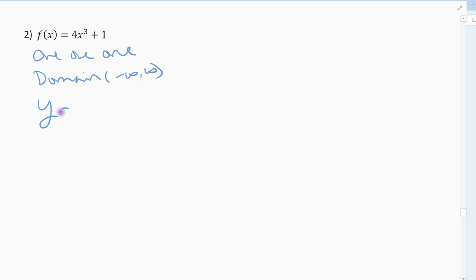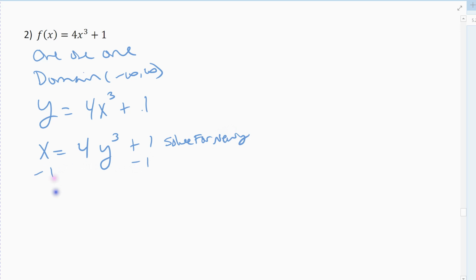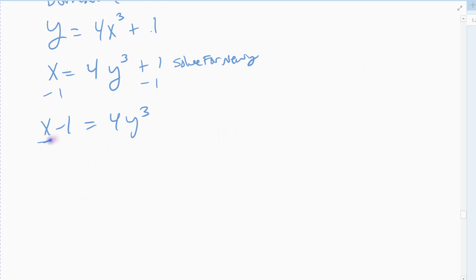Alright, first, we'll rewrite it as y equals instead of f of x equals, and then flip my x and my y. So x equals 4y cubed plus 1. And that's the inverse, and now we solve for the new y, which will give us our inverse. So first thing, move the negative 1 over, so x minus 1 equals 4y cubed. Divide by 4.